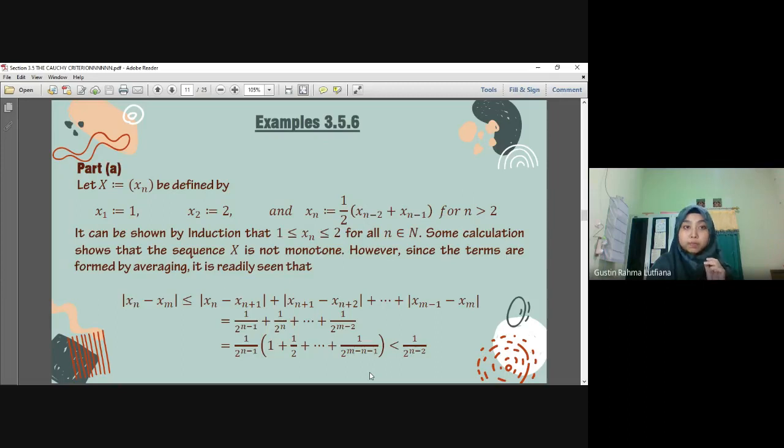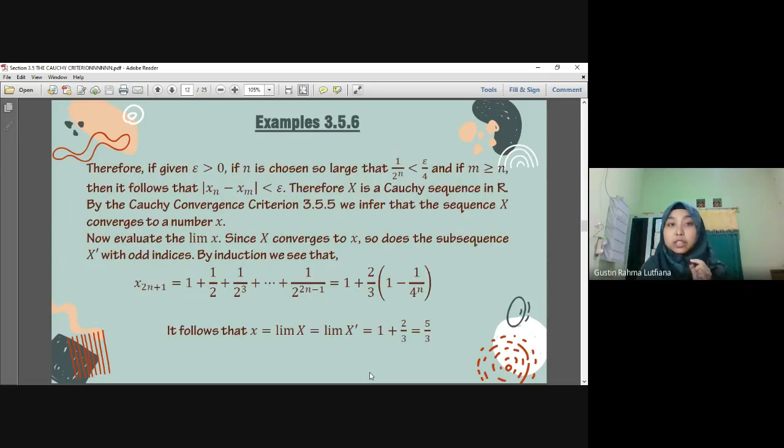Therefore, given epsilon greater than 0, if n is chosen so large that 1/2^n is less than epsilon/4, and if m is greater than or equal to n, then it follows that |xn - xm| is less than epsilon. Therefore, the sequence x is a Cauchy sequence in R. By the Cauchy convergence criterion 3.5.5, we infer that the sequence x converges to a number x.